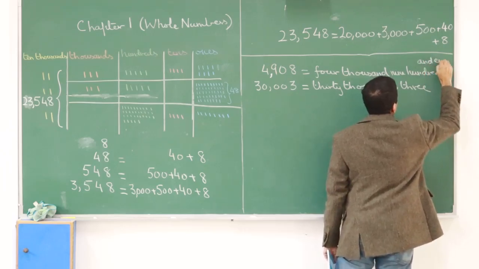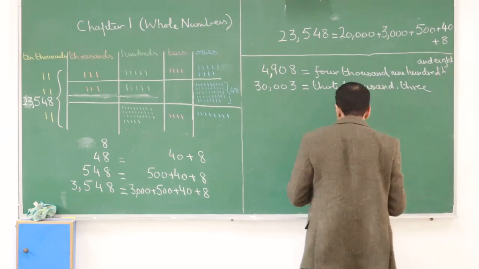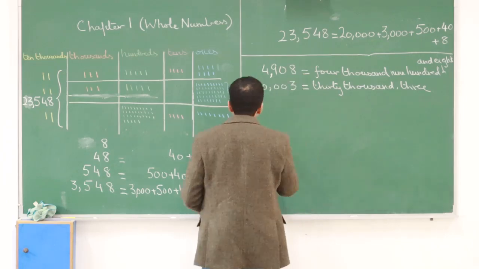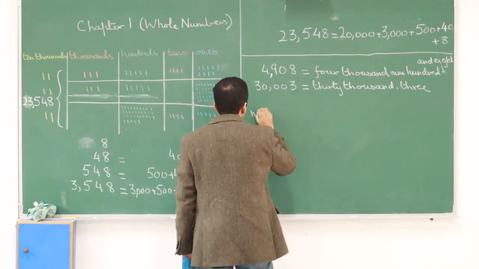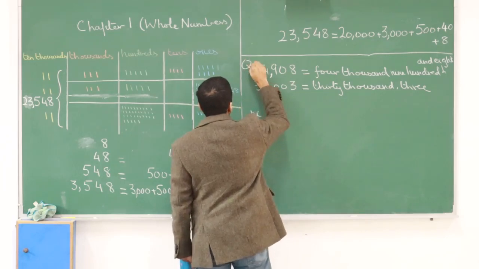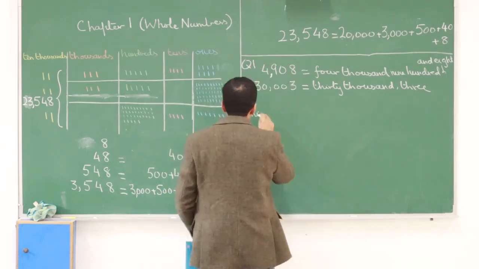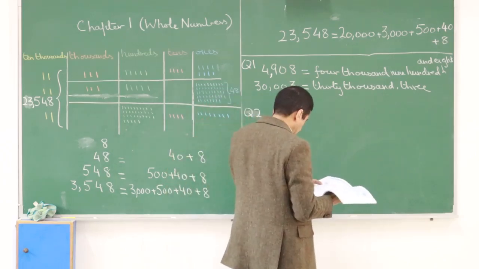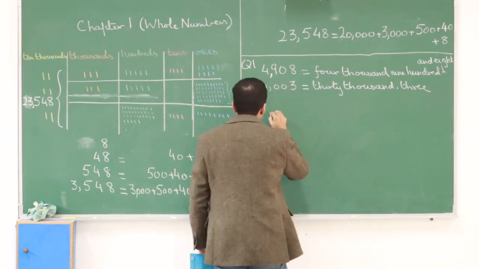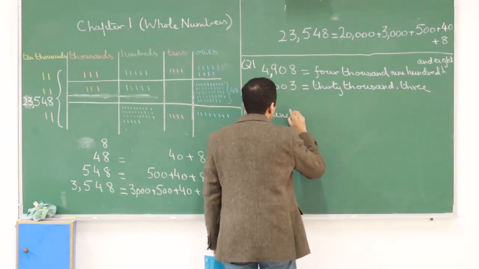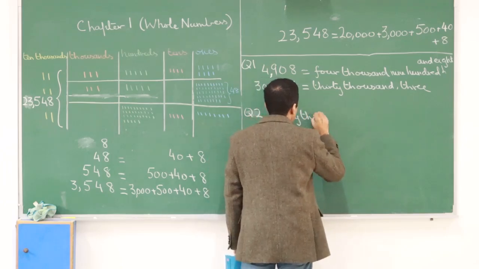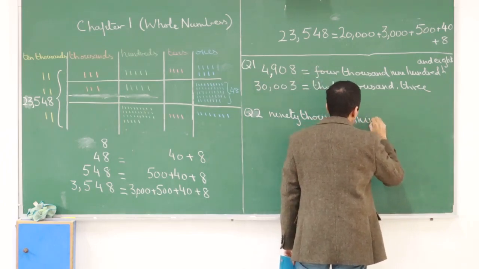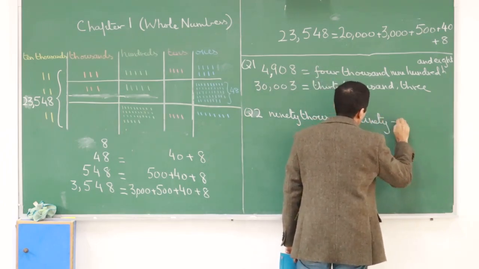Okay, so let's try another one. Let's try something like, how would you write 90,000? So this was question 1. Let's try question 2. We're just going to do some sampling of the questions. Question 2, how would you write out 90,090? Let's try 90,000. So actually, hold on please, 90,000 comma 90. So how would we write it out?